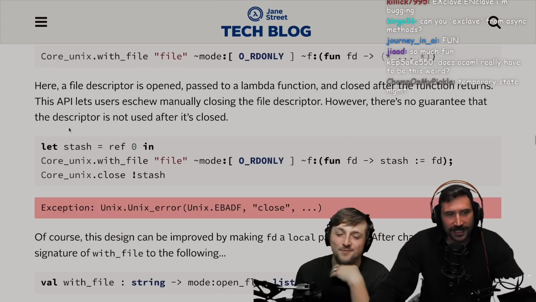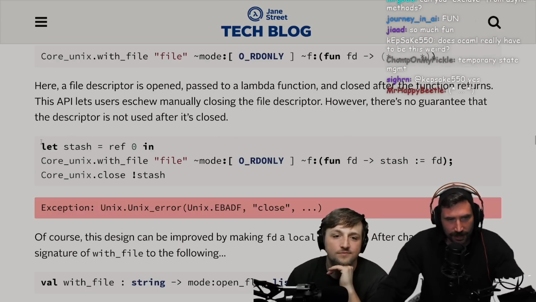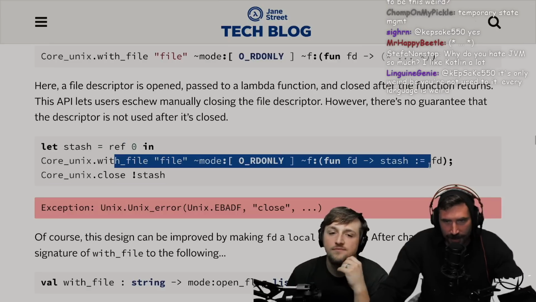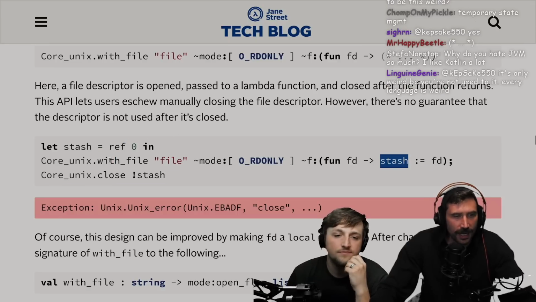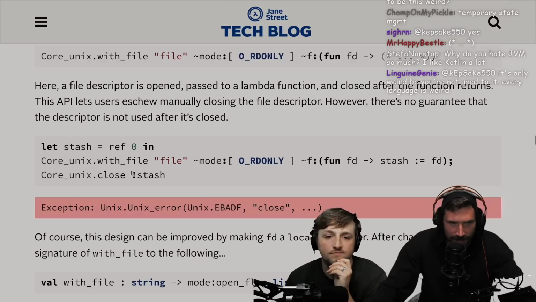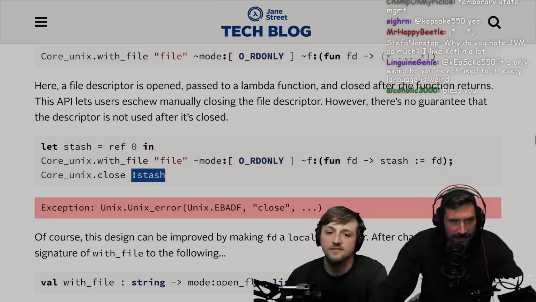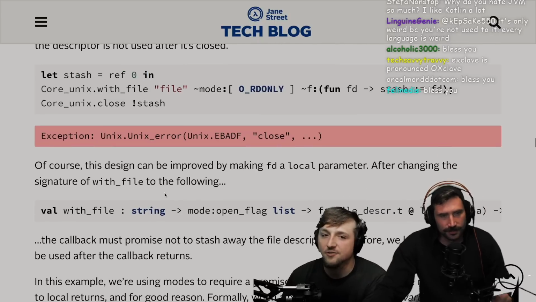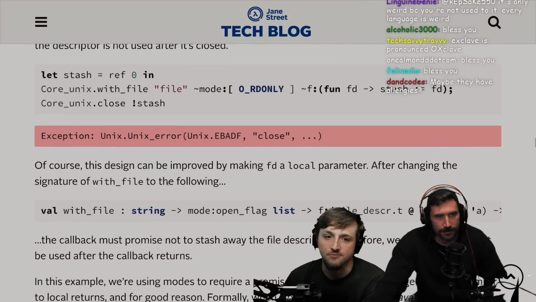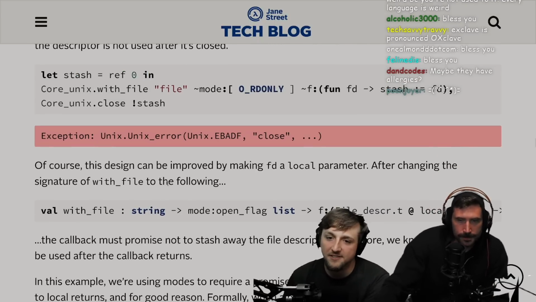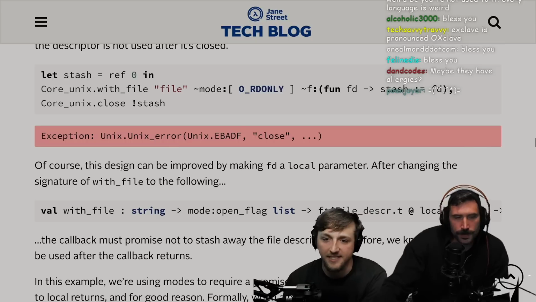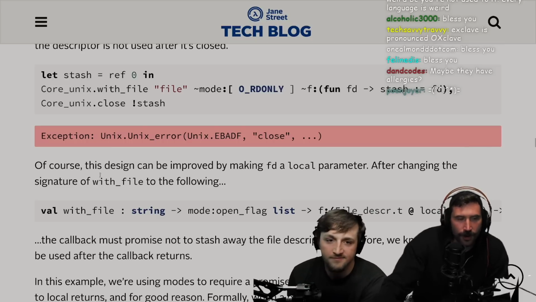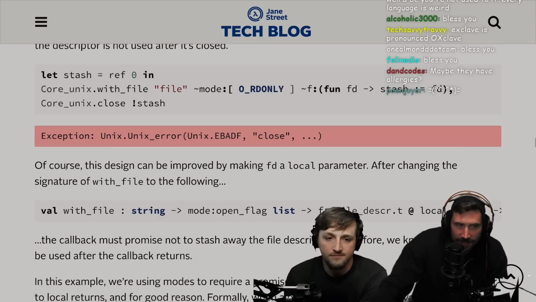However, there's no guarantee that the descriptor is not used after it's closed. Okay, there you go. So you can do this, and then all of a sudden, boom, you now have stash right here. And then later on, you can close stash. I don't know what bang does. This is where I get into the more advanced OCaml. That's basically how you access a mutable value. You can't just pass around mutable values like regular values. To access the inner value, you do bang. Oh, okay. Weird. We'll have to get there.